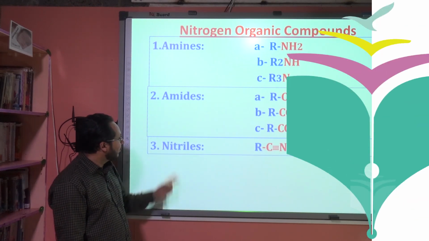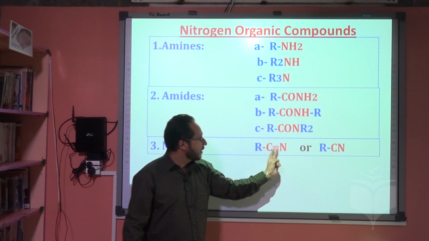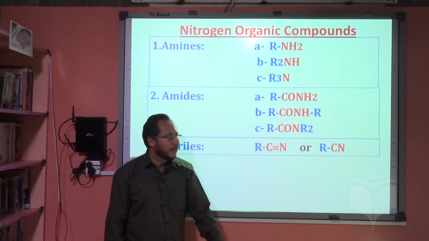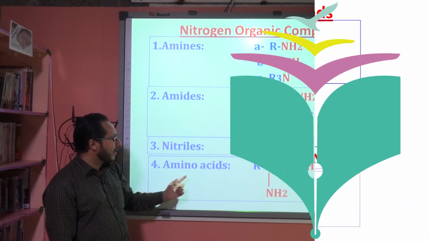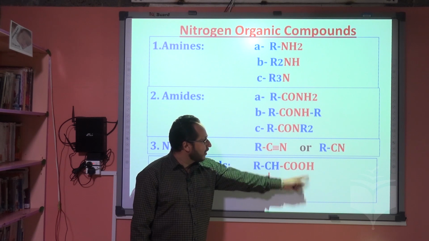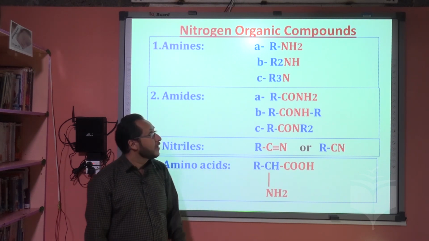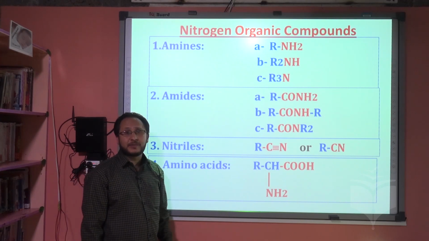The third type, we call them nitriles. The functional group of the nitrile is C triple bond N, or you can write CN instead of C triple bond N, so all of them are the same. Now the fourth type, we call them amino acids. In the amino acids, we have 2 functional groups, NH2 as amino group and COOH as a carboxyl group. So here we have all topics about chapter 5.